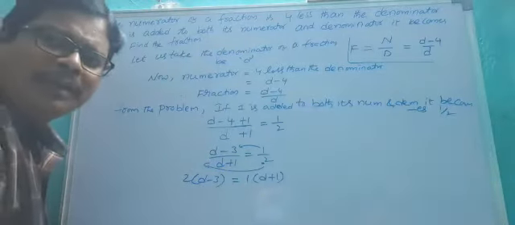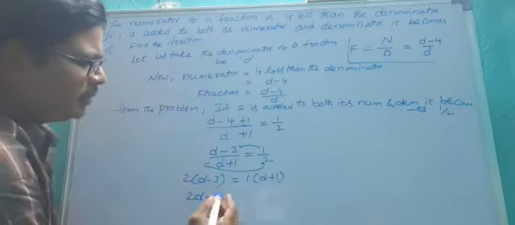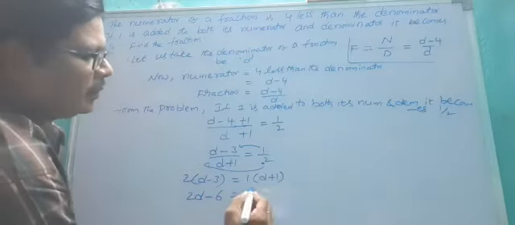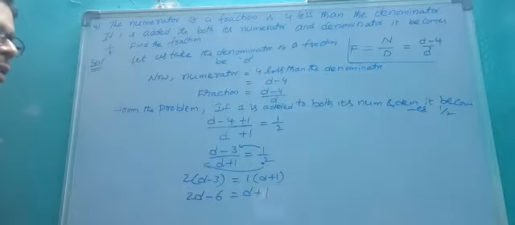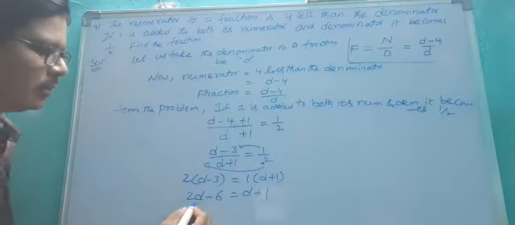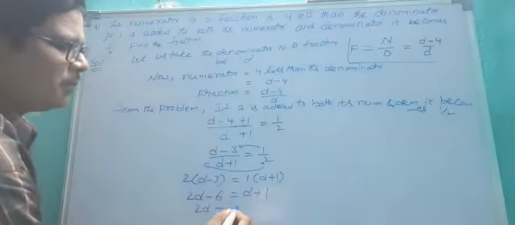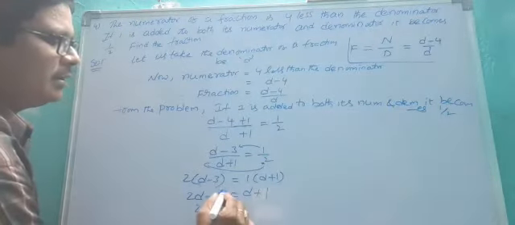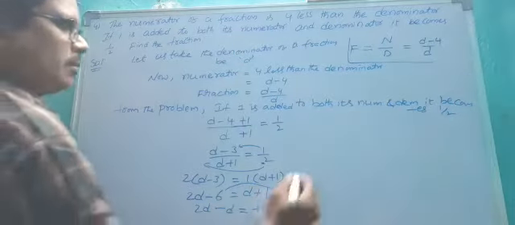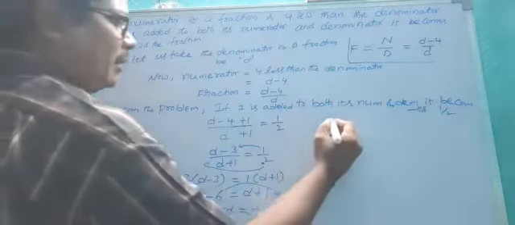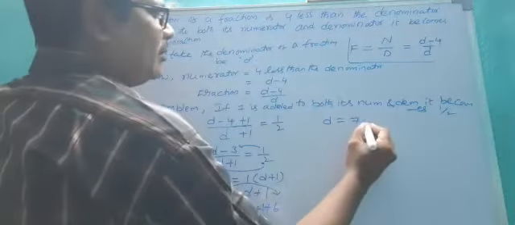Now you have to multiply. So 2 into d, 2d, minus 2 threes are 6. 1 into d, d, 1 ones are 1. Now write all d terms on one side. So 2d, plus d on transposition becomes minus d, and minus 6 on transposition becomes plus 6. So 2d minus d, that is d, equals 6 plus 1, that equals 7.